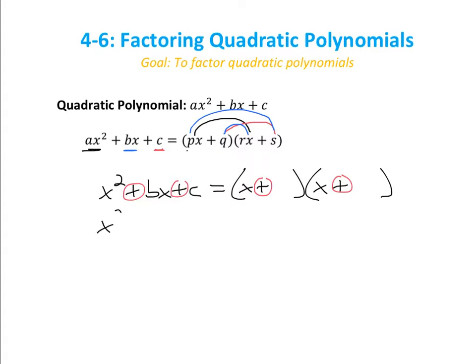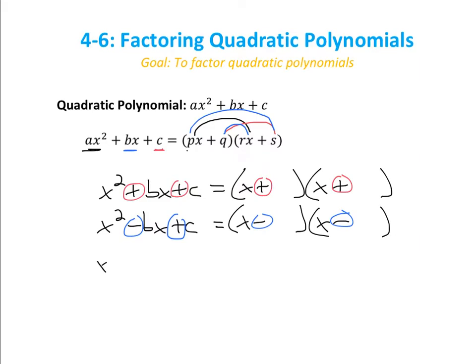All right, now if you have a minus bx plus c, what that means is you're going to have two minuses in here. And the reason for that is because you need two negative numbers to multiply together to get your plus c, but they're going to add to get a minus b. So minus times a minus is a positive, and a minus plus a minus gives you a bigger negative number.